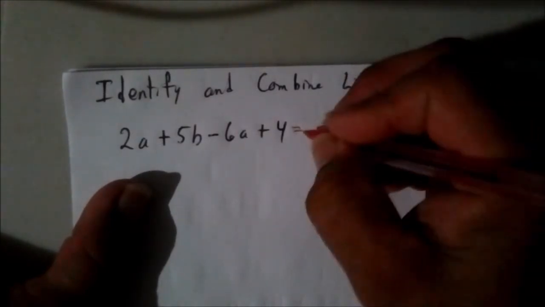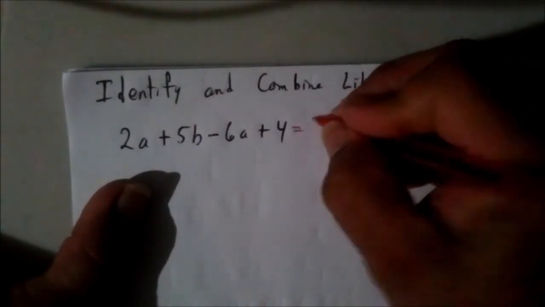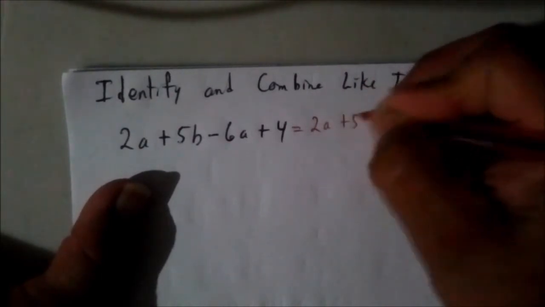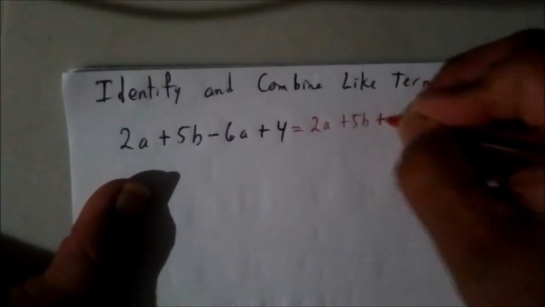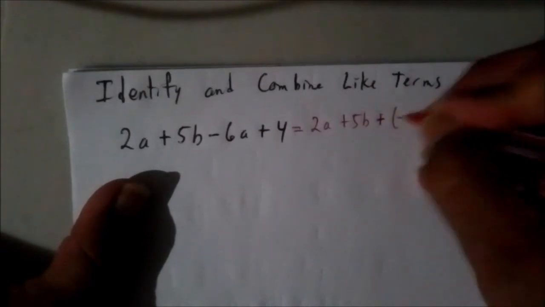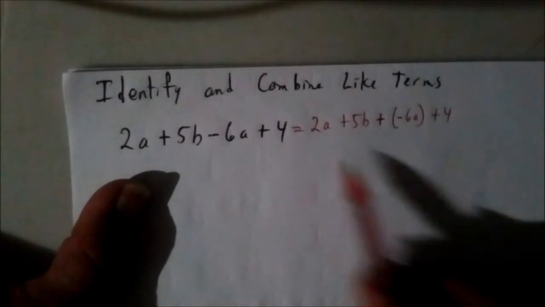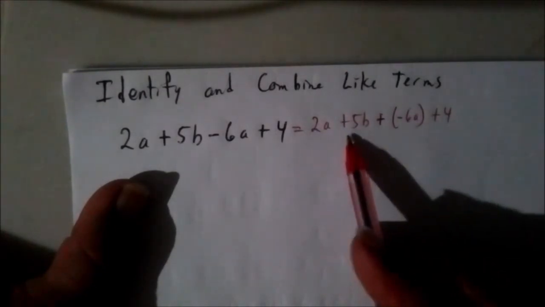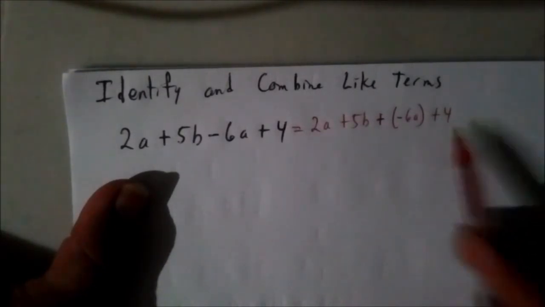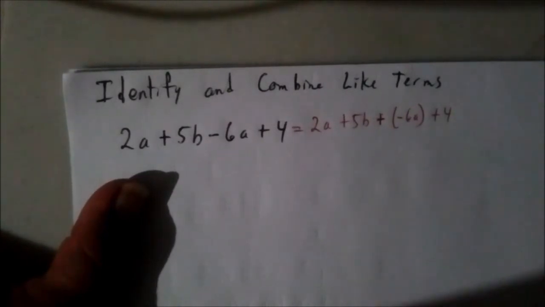So let's see, I could rewrite this to say 2a plus 5b plus, notice what I'm doing here, plus negative 6a plus 4. So now we have 4 terms: 2a, 5b, negative 6a, and 4. Those are the 4 terms, right? We can say that some of them are similar, and so we call them like terms or similar terms.